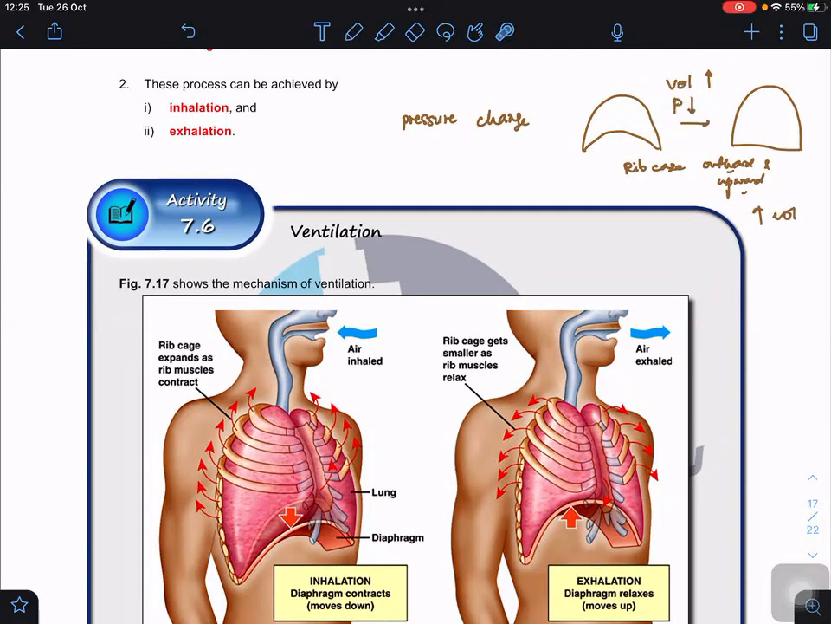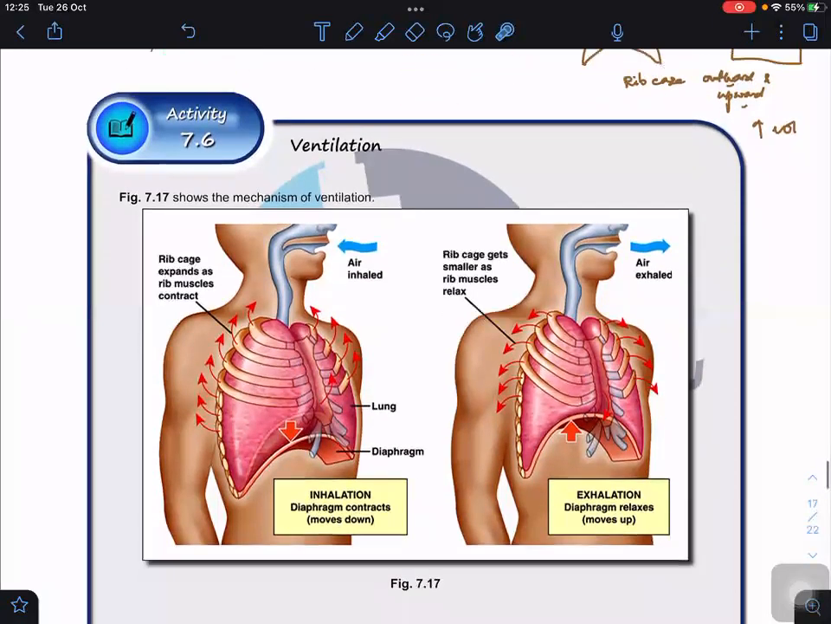So the pressure in the thoracic cavity becomes lower than the atmospheric pressure. Atmospheric pressure higher, thoracic cavity pressure lower. So the air can now enter into the lung. This is during the inhalation. Two things happen here: first, the diaphragm moves down; second, the rib cage moves upwards and outwards. Both processes increase the volume of the thoracic cavity. When the volume increases, the pressure decreases. Therefore, the atmosphere has higher air pressure compared to the thoracic cavity, and the air enters into the lung.